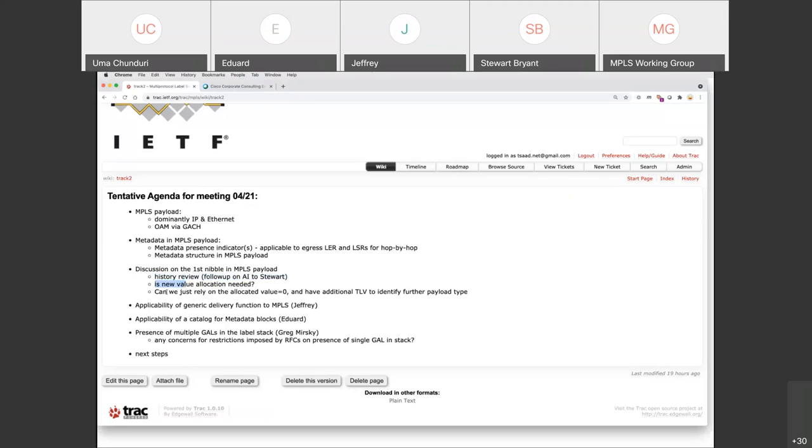We went over these two bullets here. I think we can talk about the generic delivery function, Jeffrey, as that's one solution, but I don't want to hint that this is the answer. Let me put it out: is there interest in going over the GDF, or generic delivery function, as a means for solving this problem?